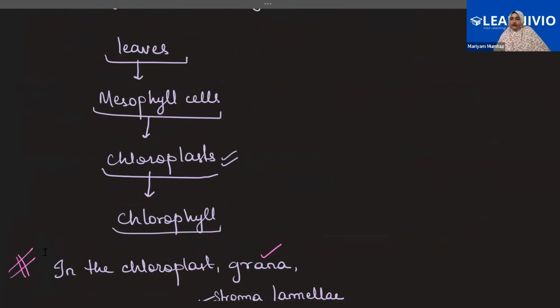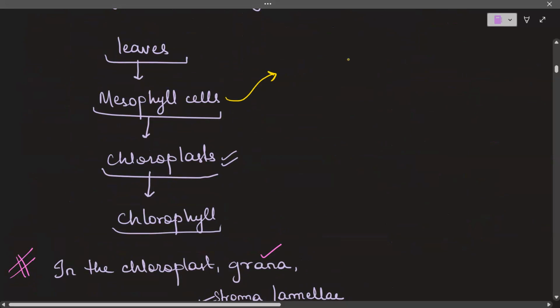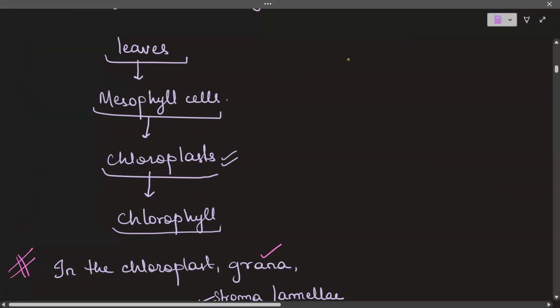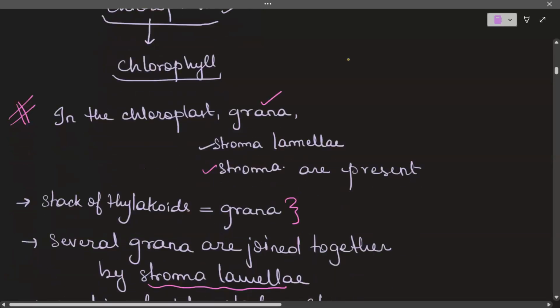All right, so now let us see what happens further. While we were studying anatomy in flowering plants, we saw that the leaves have mesophyll cells and bundle sheath cells. Talking about the mesophyll cells, they are of two types. What are the two types of mesophyll cells? No one remembers? Palisade parenchyma and spongy parenchyma. Inside the mesophyll cells there are chloroplasts, and these chloroplasts contain the chlorophyll molecule.